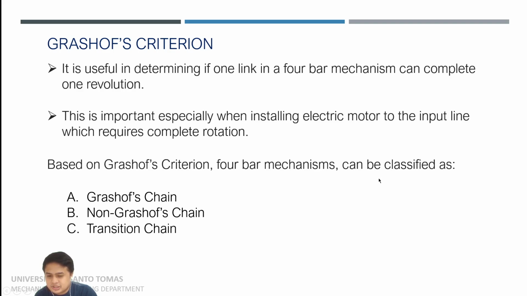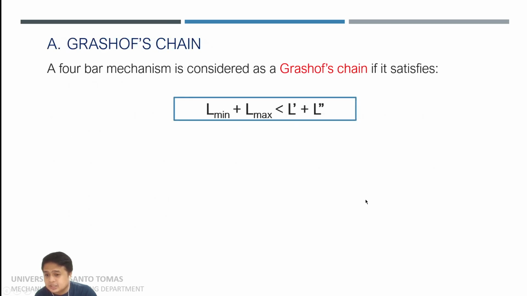So Grashof's criterion is similar to the degrees of freedom, but we have the lengths of the links that we have to understand, or the relationship of their lengths. And we can define them as Grashof or non-Grashof chain. The transition chain is more of a special type of Grashof chain. It is also a Grashof chain. So it is considered a Grashof chain if this criterion is satisfied.